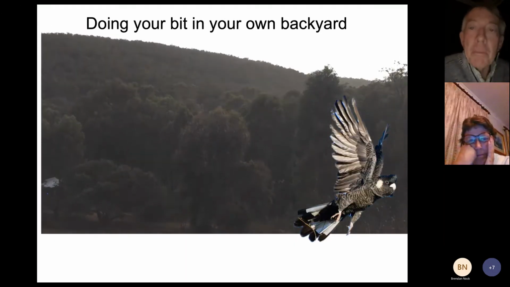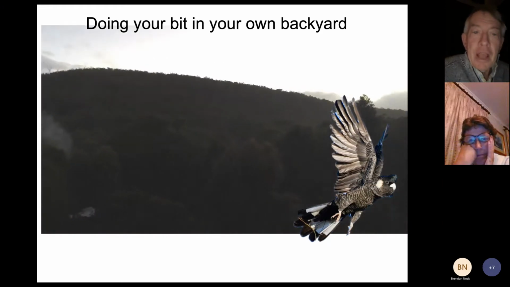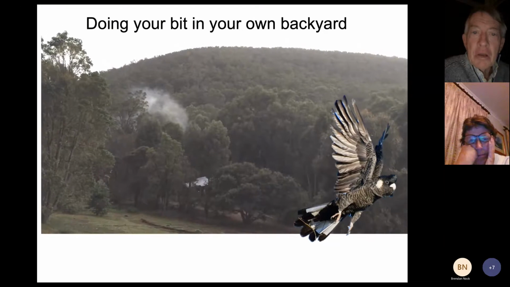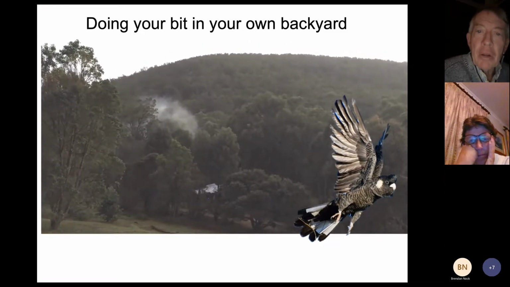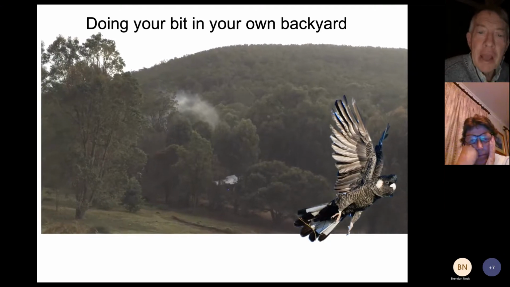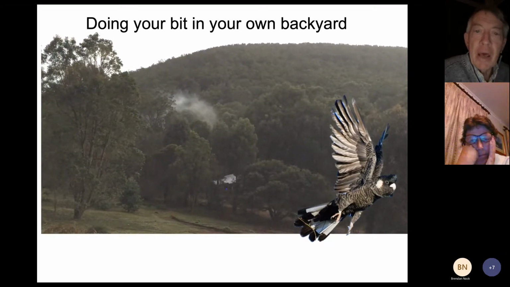Equally, we can do our bit in our own backyard. The sound that you can hear here is not Carnaby's, but the other whitetail, and this is my property down at Waroona, just an hour south of Perth, where we have the largest population of Baudin's cockatoo.